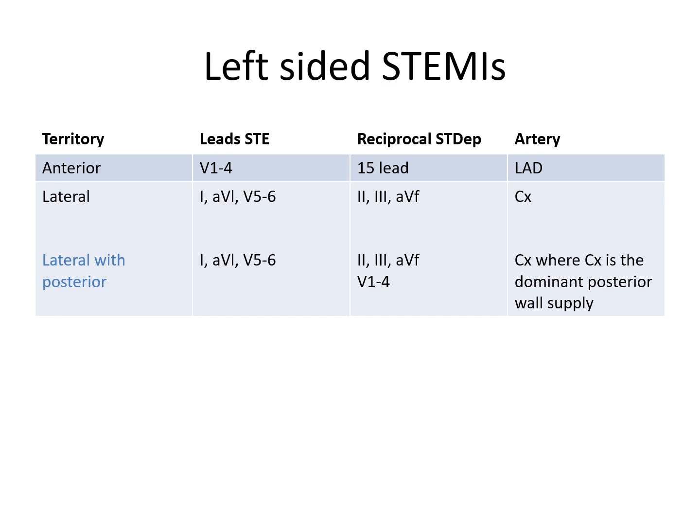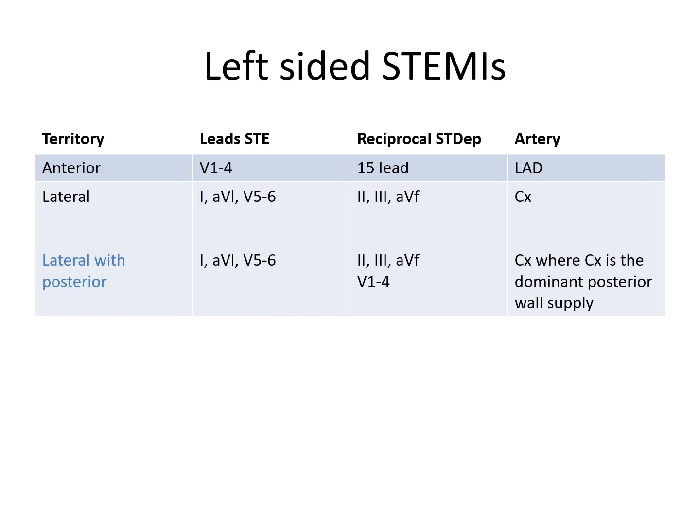So for the left-sided STEMIs, we have two major patterns. One is if we have a pure LAD occlusion, we'll usually have ST elevations in V1 to V4. Again, these are the anterior leads, so the reciprocal ST depressions would be on the posterior leads, which we don't routinely do, but if we did, we should see some ST depressions there. And then on the circumflex side, we have the lateral MI, so the ST elevations will be in the leads that look towards the lateral side on the left side of the heart, so leads 1, AVL, V5, and V6. And the reciprocal leads will be in the inferior leads.